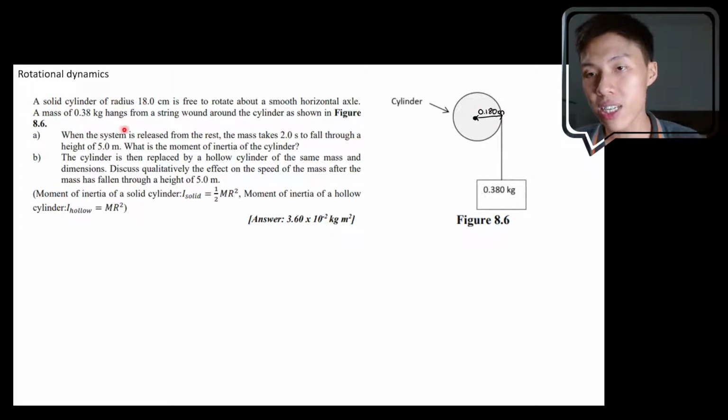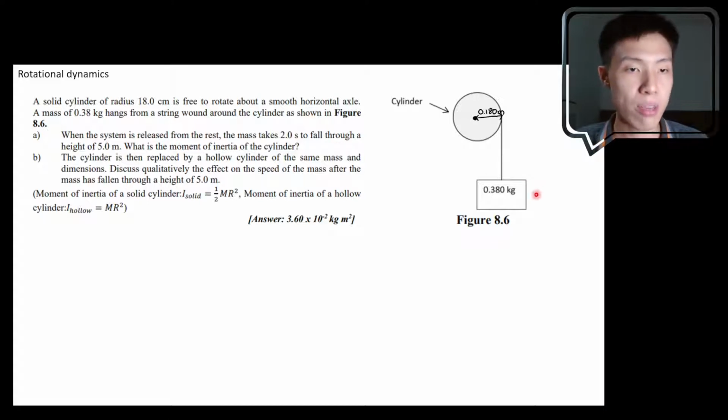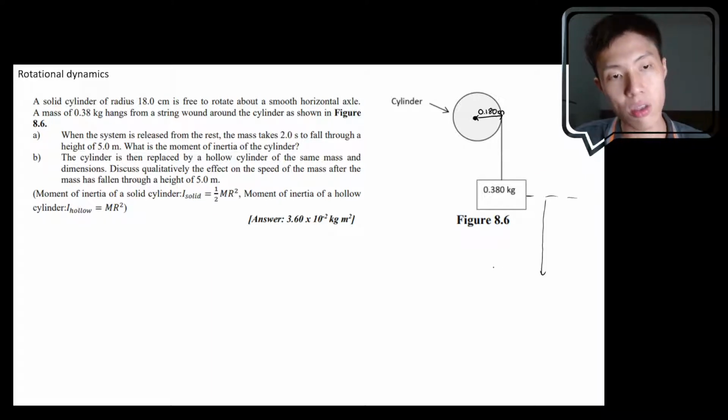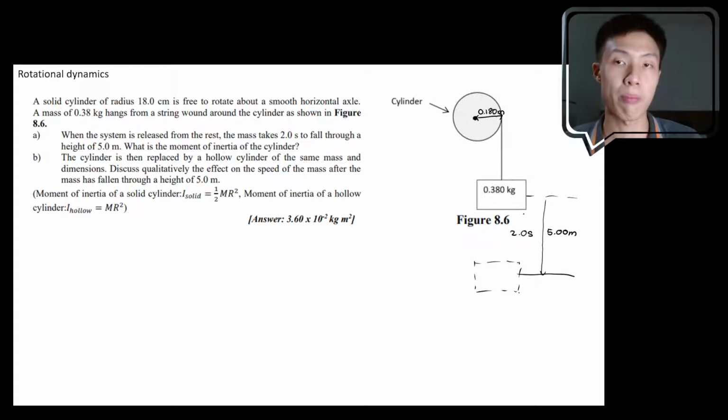Okay, so now they say this system is released from rest. That means probably you have some kind of support initially, but let go of the support, allowing this mass here to fall downwards. Okay, so this mass will take 2 seconds to fall through a height of 5 meters. So you should expect this object here to be moving from a higher altitude towards somewhere lower, and the downward vertical displacement should be 5 meters, and it should take about 2 seconds for this process to happen. Okay, now they ask for the moment of inertia of the cylinder.